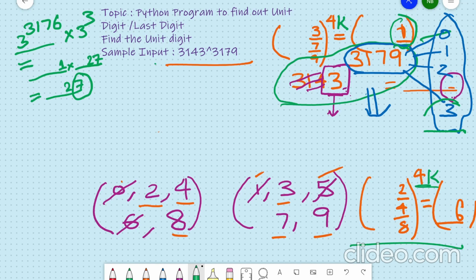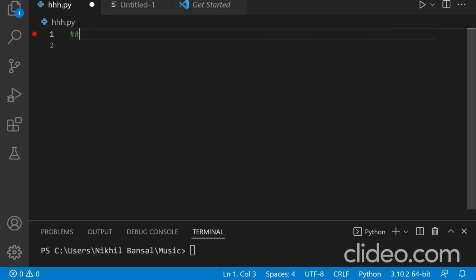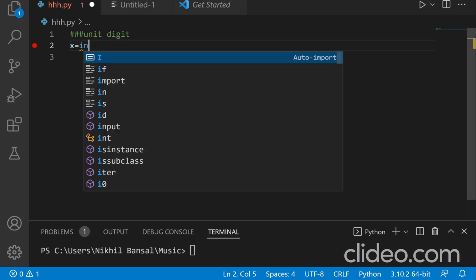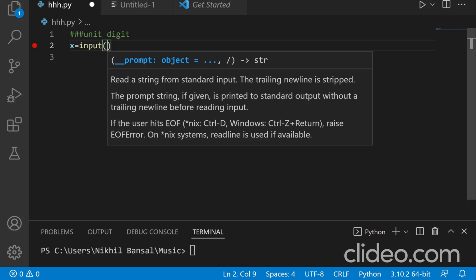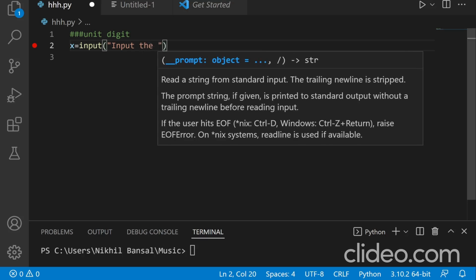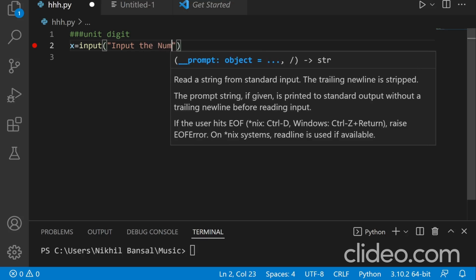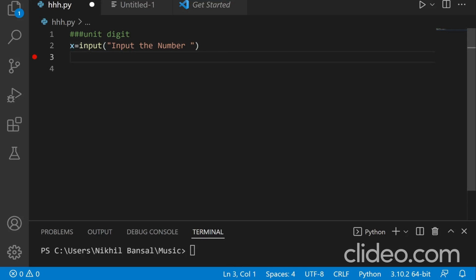Let's start writing the code. So this program is all about the unit digit, so let's write down here unit digit. As far as the input is concerned, we require two inputs in this case: one is the base and the other is the power of it, from the user. Now, listen very carefully. I will not take int input this time. I will take input only, because by default in Python it's a string, and that will help my cause. So the first input that I'm taking from the user will be stored as a string over here. So input the number, that's the base number. The other number I will take as an integer, the power.